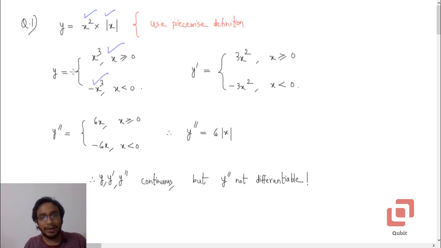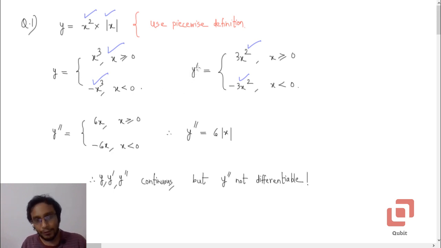Now as far as this function is concerned, it is continuous. And is it differentiable? Yes. As far as non-zero values of x are concerned, they are polynomial functions, so no need to worry there. But we are concerned about what happens at 0. The right hand derivative at 0 will be 0, because of 3x squared, and the left hand derivative at 0 will also be 0, because negative 3 into 0 squared. So y dash is continuous. That means y is differentiable everywhere.